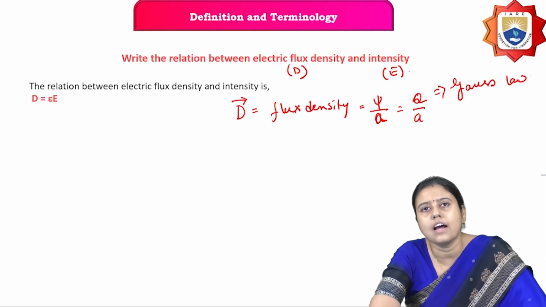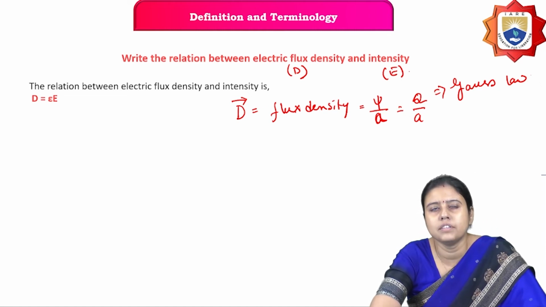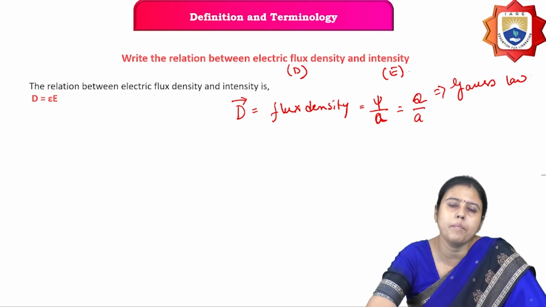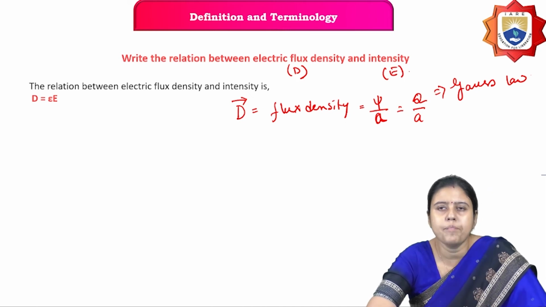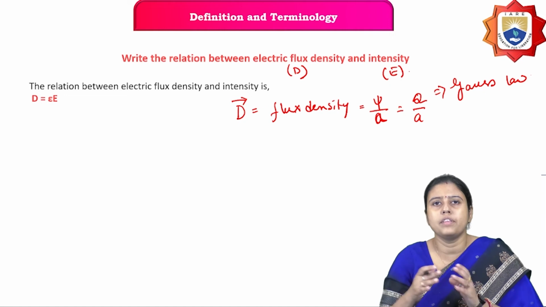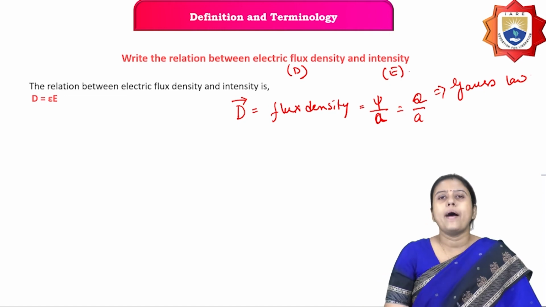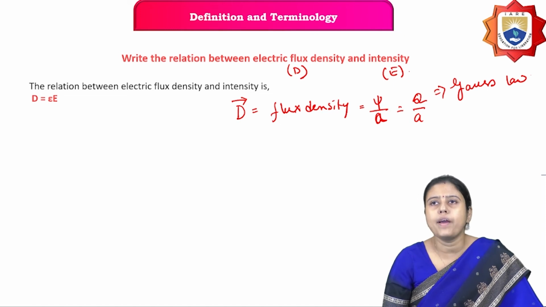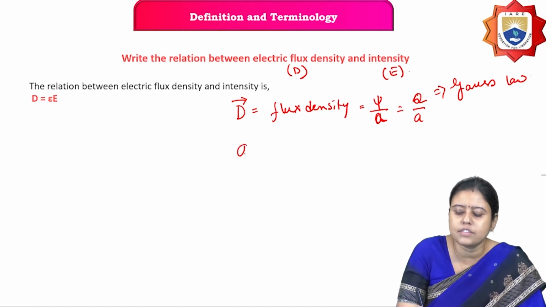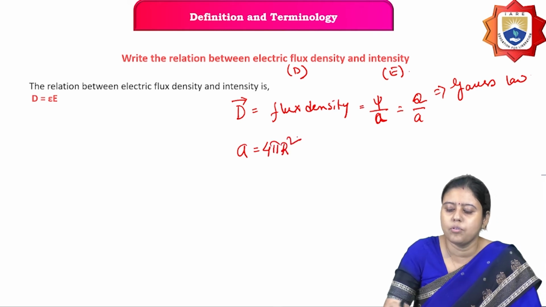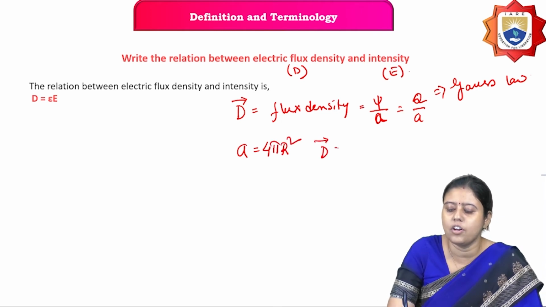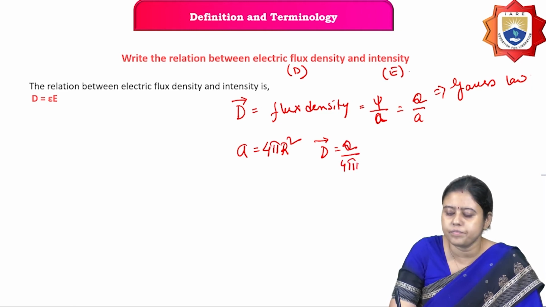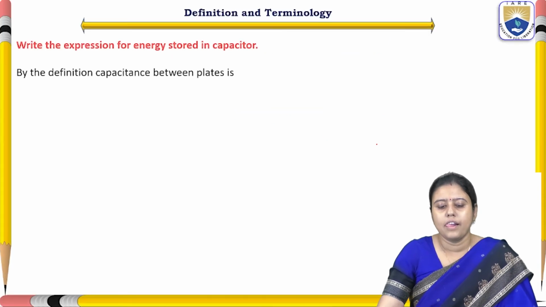And as our earth looks like a sphere, if the shape of the surface is not given, by default we consider the surface to be spherical. So what is the cross-sectional area of a sphere? 4 pi r square. So we can write D is equal to Q by 4 pi r square.